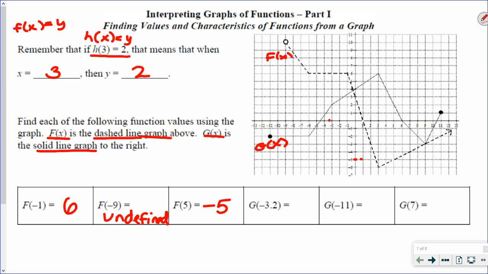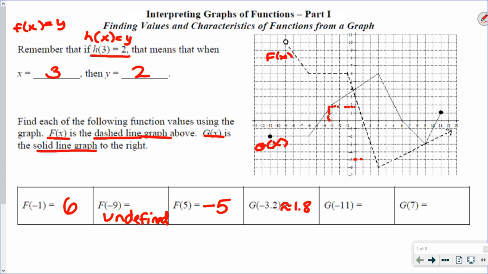And this time we're going to the solid graph, because that's the graph of g. And then I'll go over to my y-axis. So again, I'm just going to have to approximate that value. It looks pretty close to 1.8. And anytime that you are approximating a value, instead of an equal sign, you can use a symbol that stands for approximately. So in this case, we're saying g of -3.2 is approximately equal to 1.8.